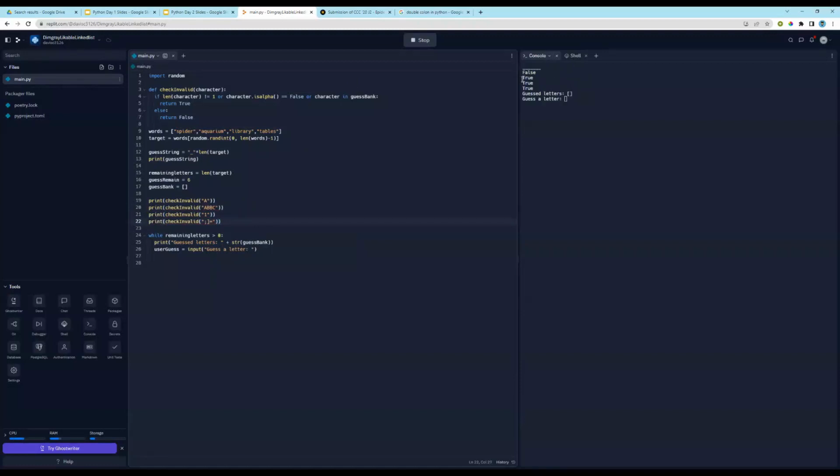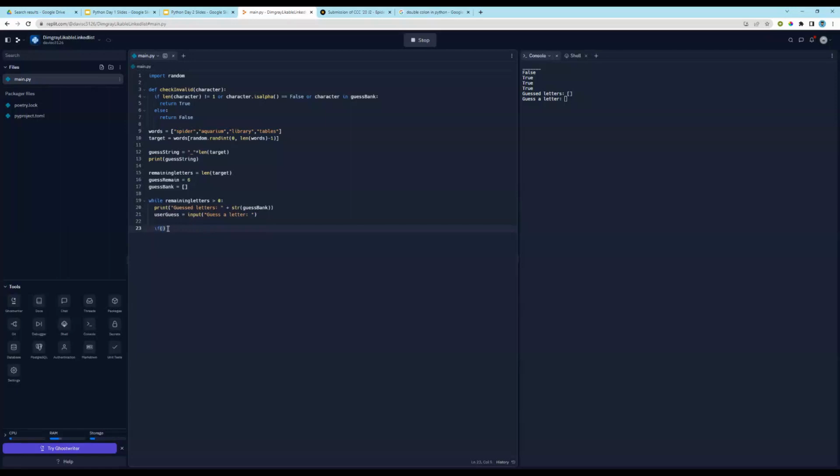So we should get false, true, true, true. This one is not invalid, so that means it's false. And all three of these are invalid, so that's why we got true as output. So we know that our function is running as intended, and we can go back to the game part of the problem.